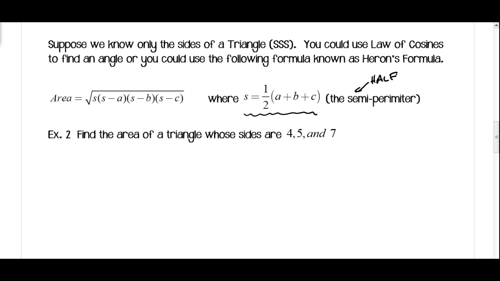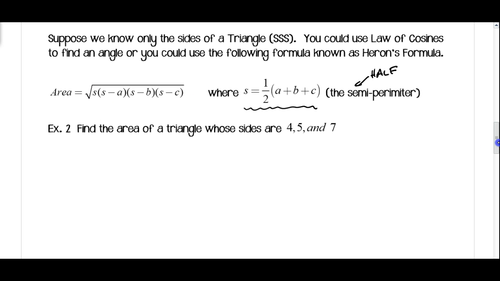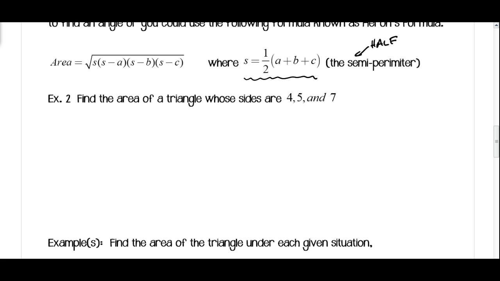So if you're given three sides and you want to use this formula, the first thing that you're going to want to do is figure out the semi-perimeter, and then you just substitute everything into the formula, making sure you're careful plugging everything in. So let's take a look at a quick example. So first, the semi-perimeter, that's going to be half of the perimeter, so that's 4 plus 5 plus 7.